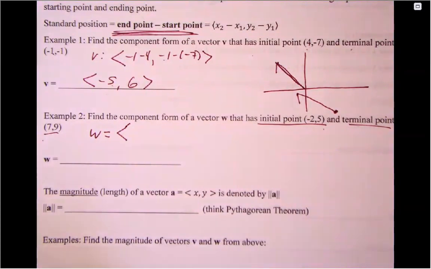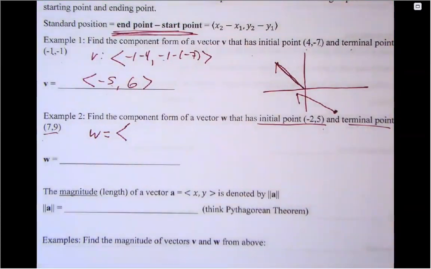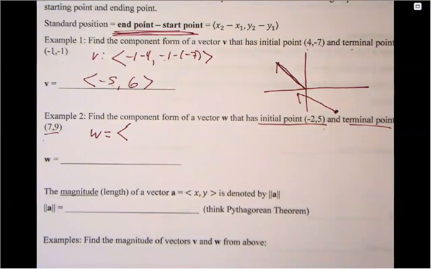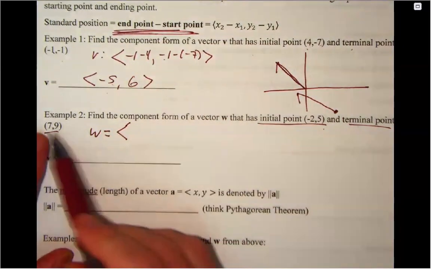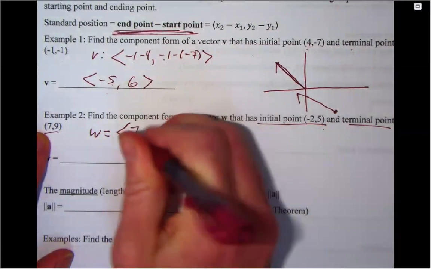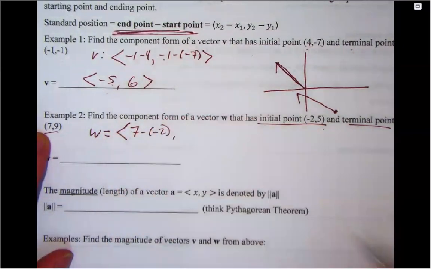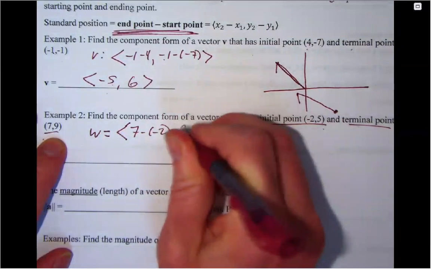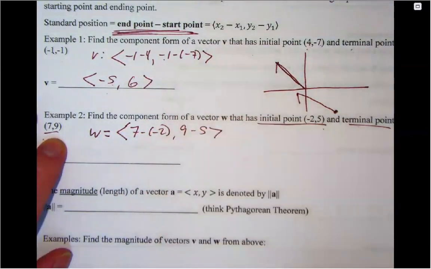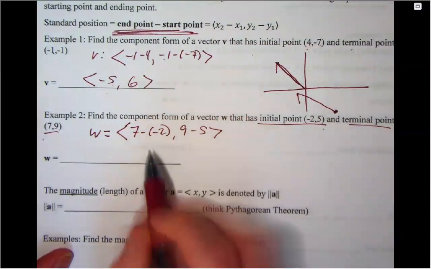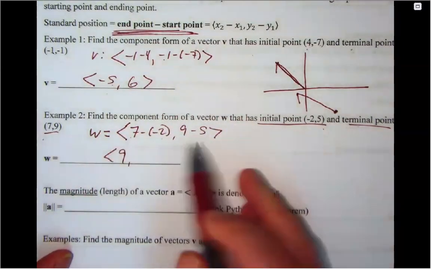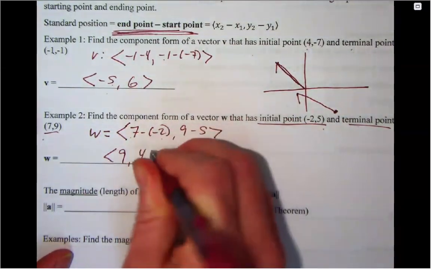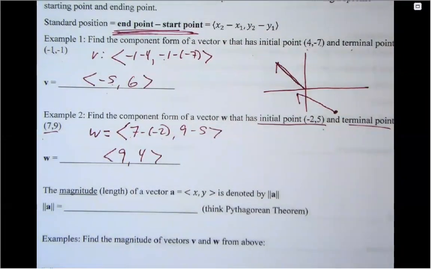And again, watch your signs. The biggest thing I see all the time is just being careless with signs. You guys know how to do it. You drop signs like they're hot. So subtract the x's, end minus start. So 7 minus a -2. Subtract the y's, 9 minus 5. And then just clean it up. So W would be 7 plus 2, which is 9, and then 9 minus 5 would be 4. Done.